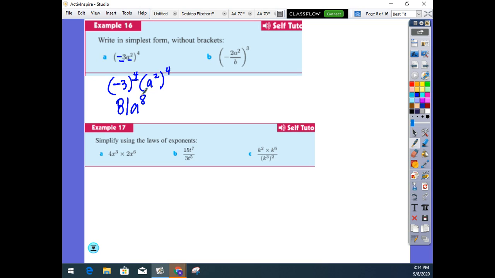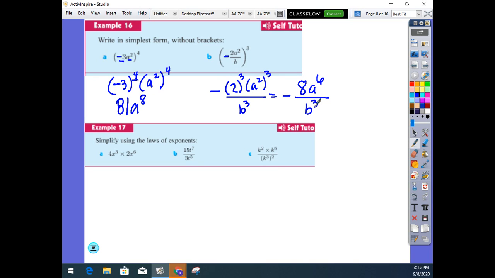All right. Now, I'm just going to deal with this negative all on its own. A negative to an odd exponent means the whole thing will be negative. Then I'm going to do 2 to the 3rd. And I could have just put the negative with the 2. If that's easier, you're going to get the same thing. A squared to the 3rd, b to the 3rd. So I get -8, a to the 6th, over b to the 3rd.